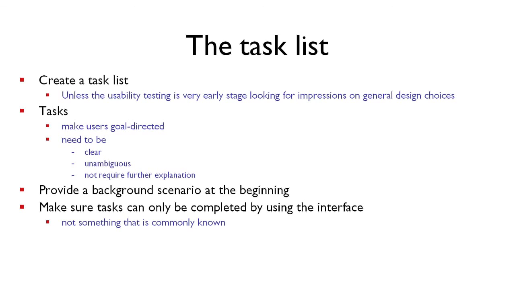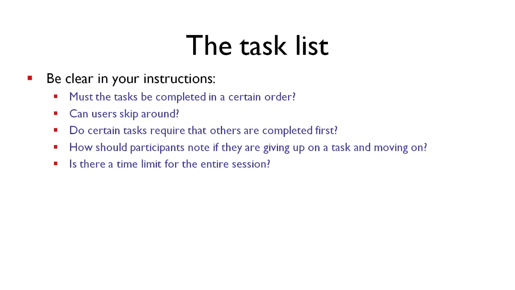If it's important to provide a background scenario at the beginning, do this. And when we talked about learning, if they have to learn certain steps in order to be able to use the system, well, that obviously has to come at the start. You have to give instructions how to use the system, or how to be efficient in order to accomplish the tasks that you set for the user. And you also should make sure that the tasks you set can only be accomplished by using the interface, and not something that's just common knowledge or can be accomplished through other means.